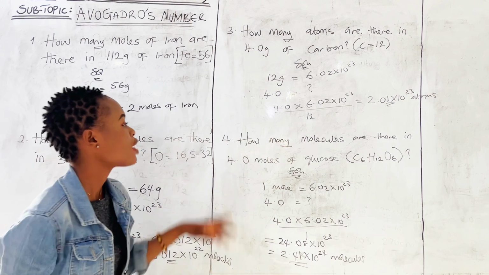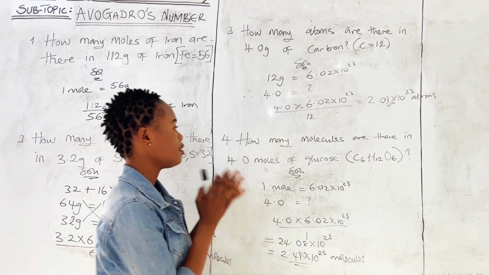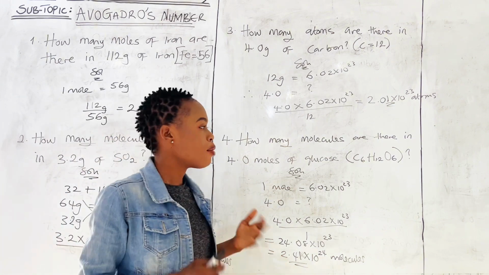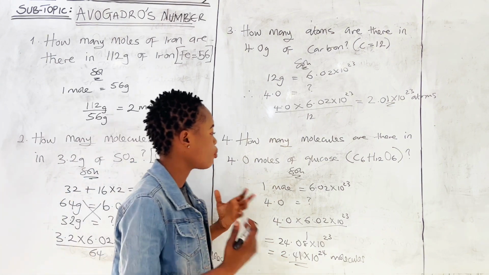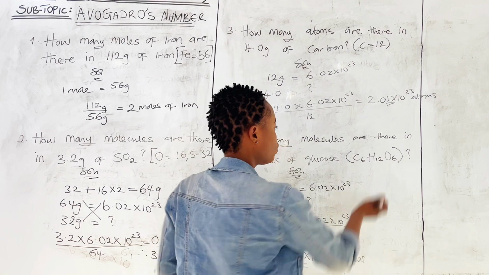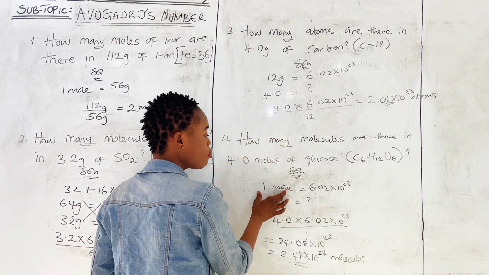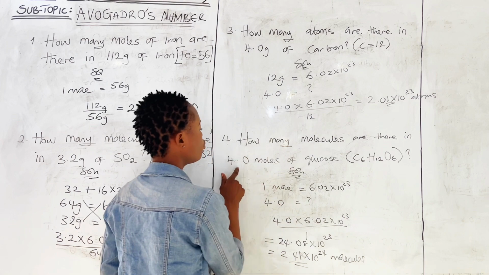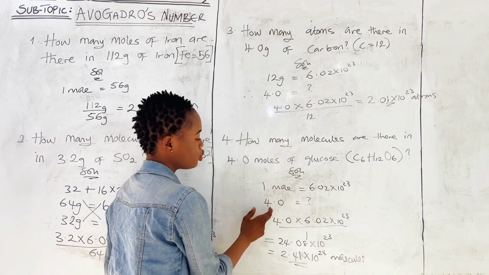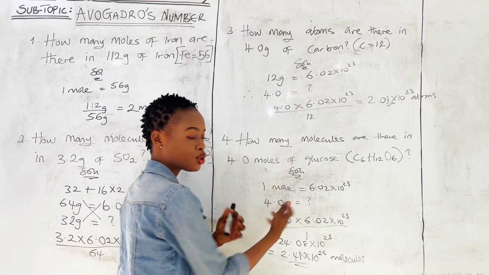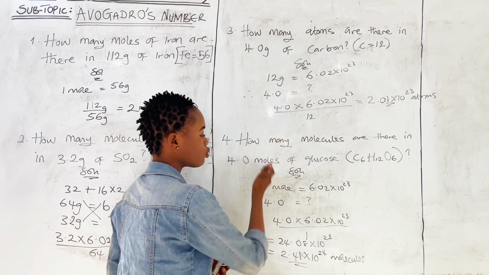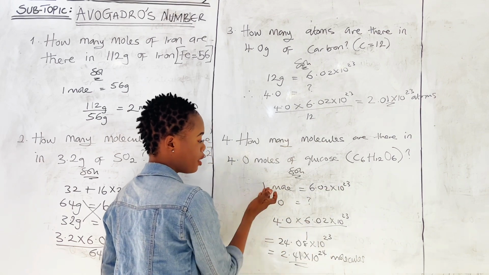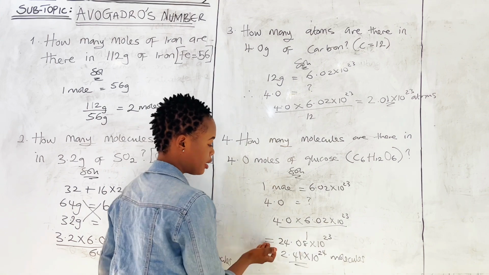So number 4. How many molecules are there in 4.0 moles of glucose? So how many molecules are there in 4.0 moles of glucose? This is 1 mole. So remember, 1 mole is equal to what? Avogadro's constant. So how many will be in 4.0 moles? So 4.0 is equal to what? Question mark. We don't know. So you simply cross multiply. So 4.0 times Avogadro's number divided by 1, which is multiplication. And then you have your answer.